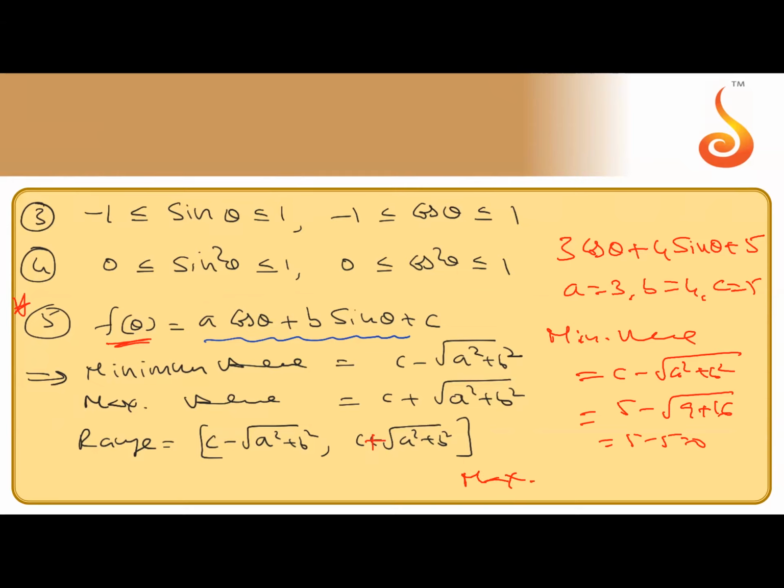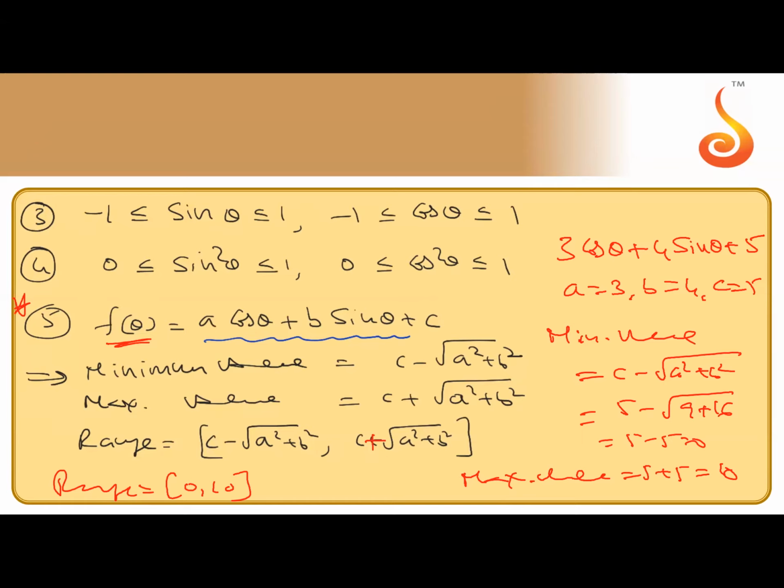So what about the max value? The max value is 5 plus 5, that is 10. So the minimum value is 0 and the max value is 10. What about the range? 0 to 10. If they are asking for the range, then 0 to 10 is the range of the expression. Okay. So that is the minimum and max value of the expression a cos theta plus b sin theta plus c.